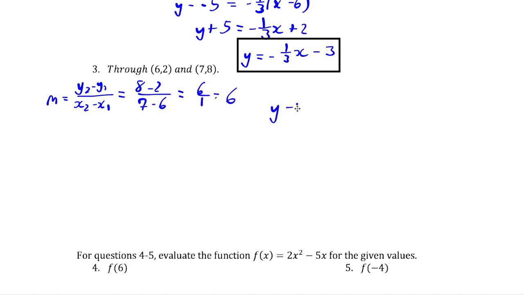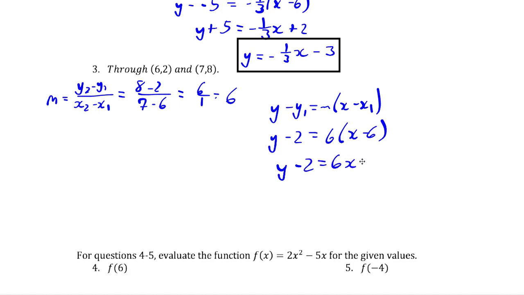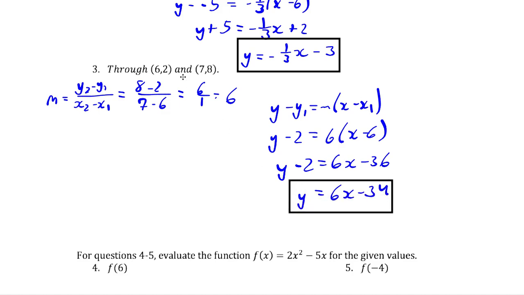Knowing that, I can yet again use point-slope form and plug in my values. Here I can choose whichever point I want. 2 is a little bit lower, so I'm going to choose the first point, but you can absolutely choose the second point. So y minus 2 is equal to 6 times x minus 6. So I get y minus 2 is equal to 6x minus 36. And then if I add 2 to both sides, I get y is equal to 6x minus 34. So that's my answer there.